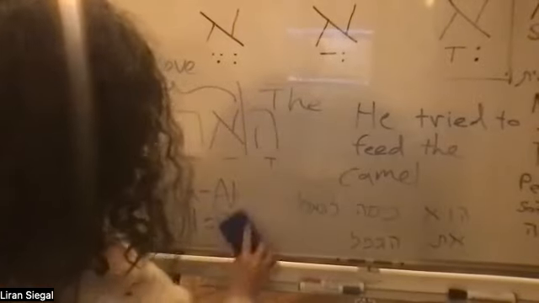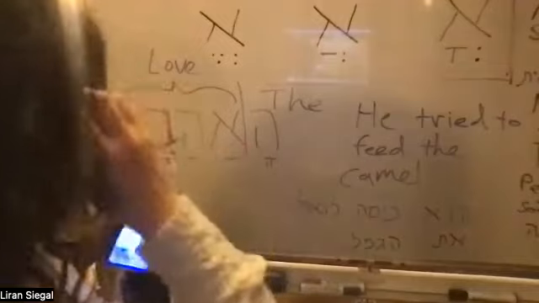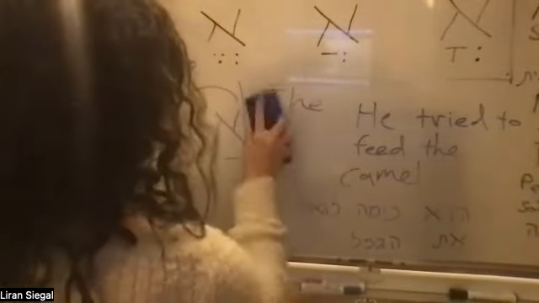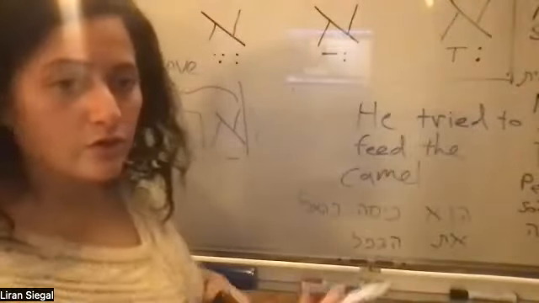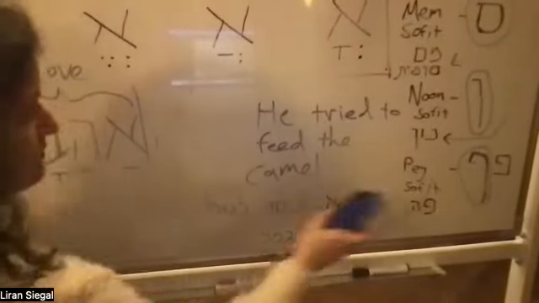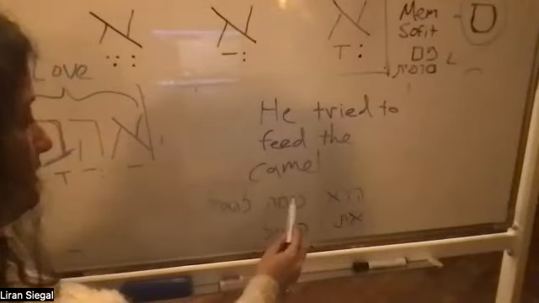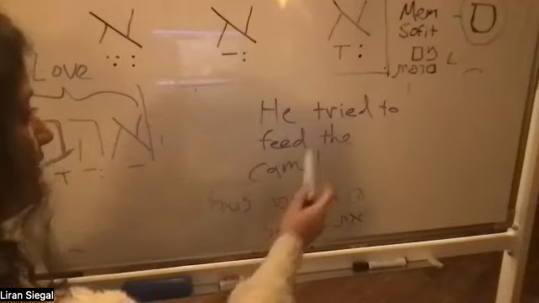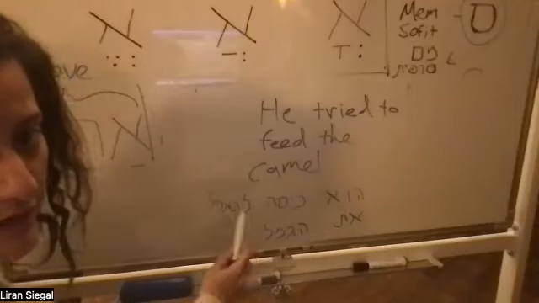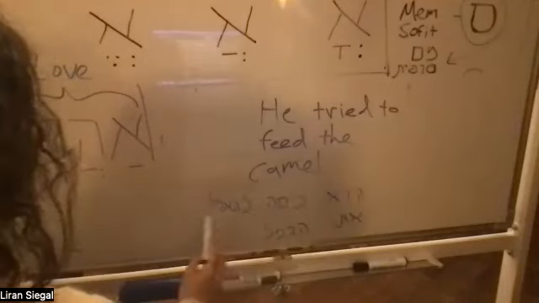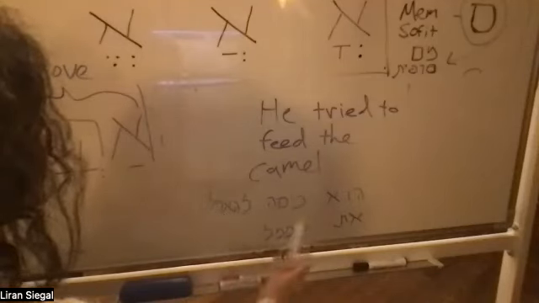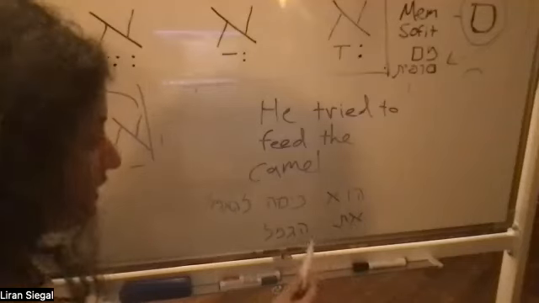Sorry, there's a lot of words here. So let me erase this, and let me delete this too, so we can see it better. Okay, can you see this? Okay. He tried to feed the camel. So hu, nisa, tried, lehachil, to feed. So it's to feed, lehachil. Two would be the le in the beginning of the word, kind of like the hey in the beginning of the word. Le is to. Le'ha'achil, to feed, the, so et, ha. So again, you have the et, ha.